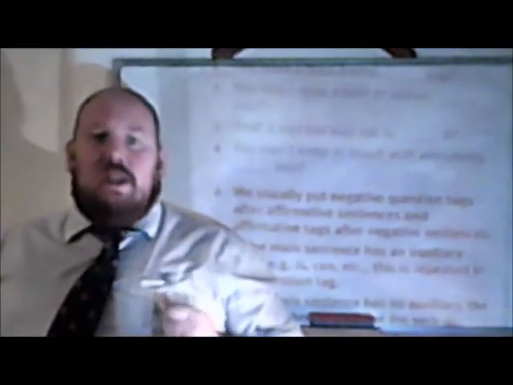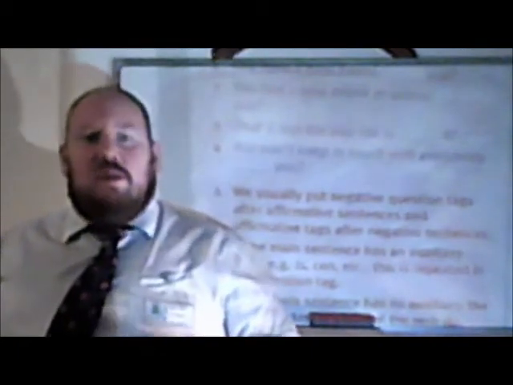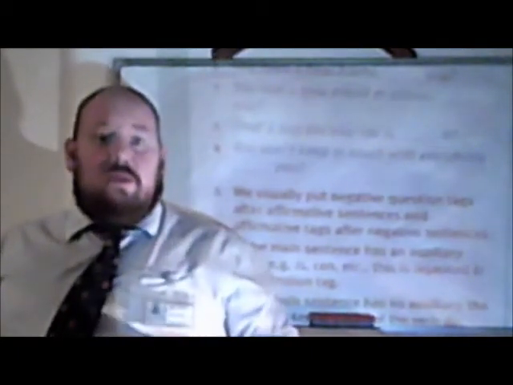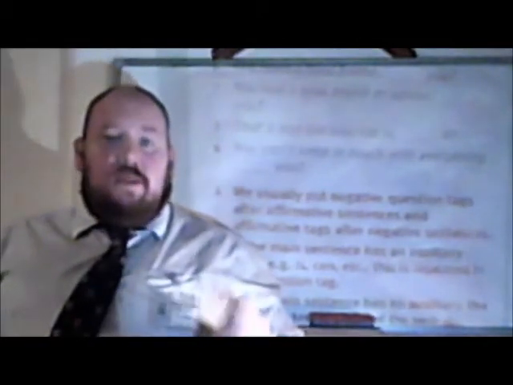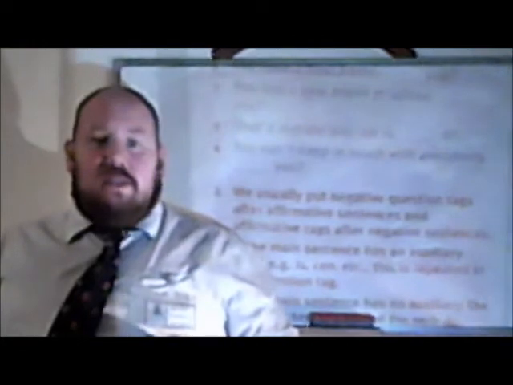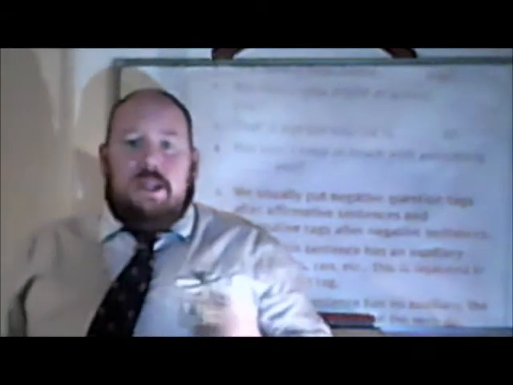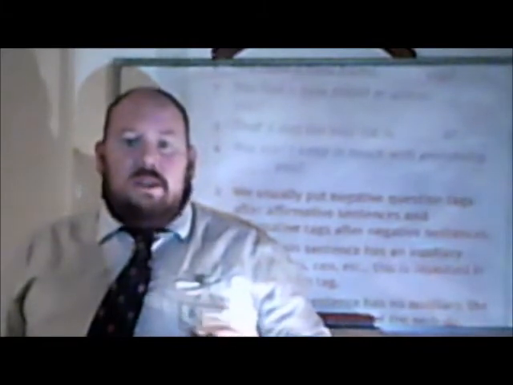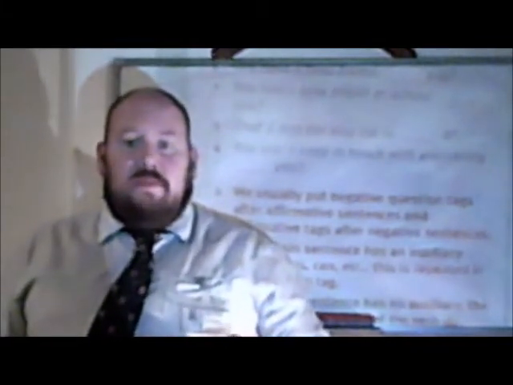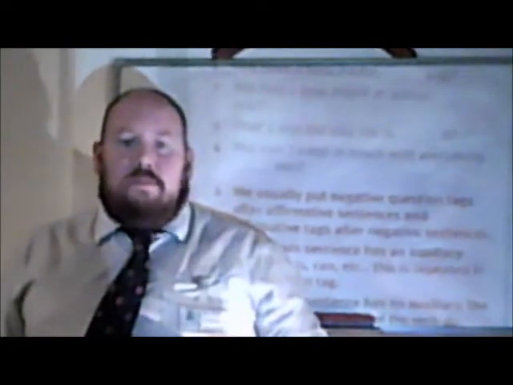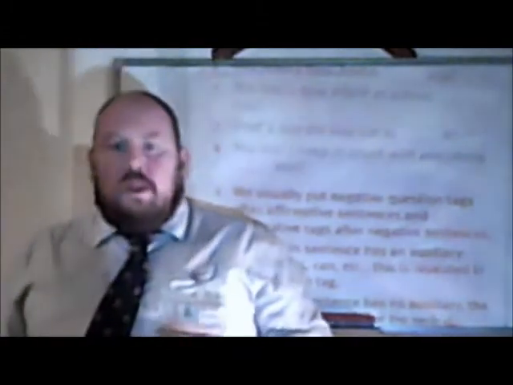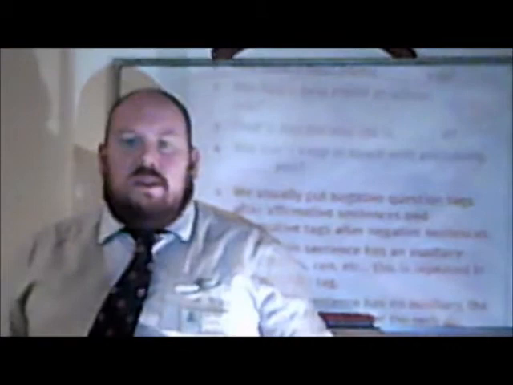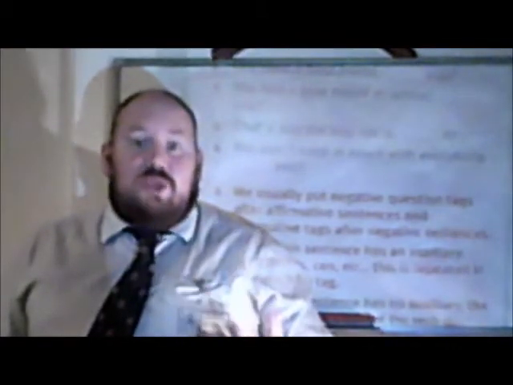So, my first grammar rule which I'm given is A, and we usually put a negative question tag after an affirmative sentence. So if we got a positive sentence, we use the negative question tag. We have an affirmative tag after a negative sentence. B, if the main sentence has an auxiliary verb, example gratia, is or can, etc., this is repeated in the question tag. And then C, the last one which I'm given, if the main sentence has no auxiliary, then the question tag is in the form of do.